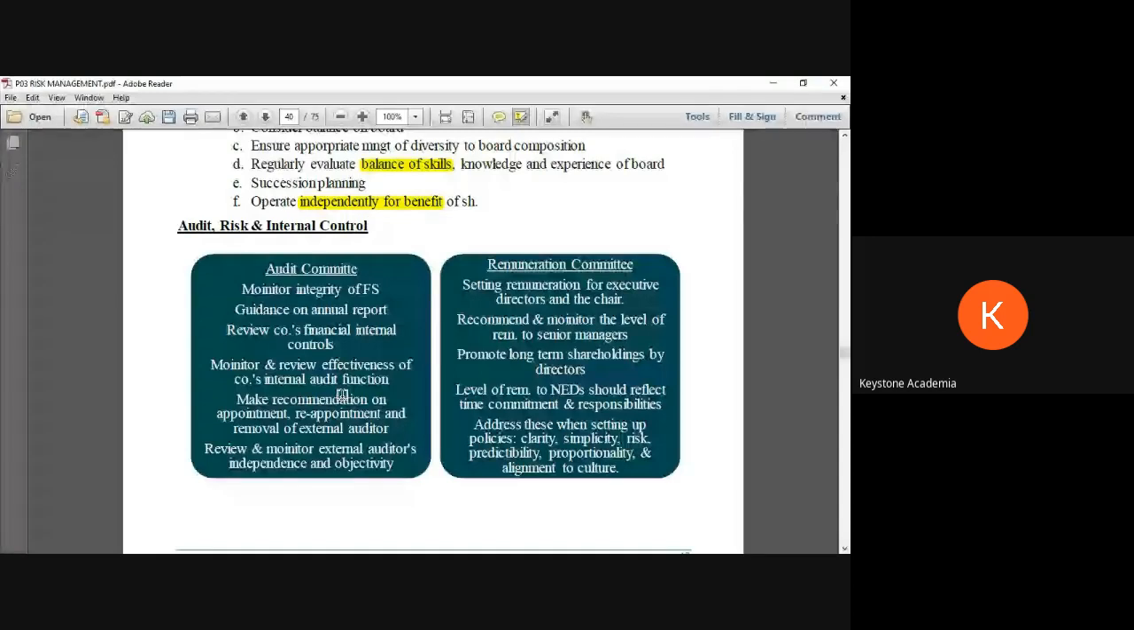Yeah. Next is the audit committee. I hope you can see the other screen now. Okay. So: monitor integrity of financial statements, guidance on annual report, review the company's financial internal controls, monitor effectiveness of the internal audit function, recommendation on appointment and reappointment of external auditors. Many times companies outsource internal audit also. Review and monitor internal auditors' independence.